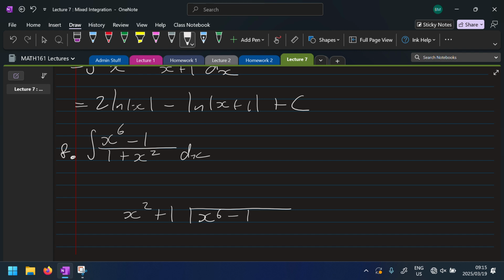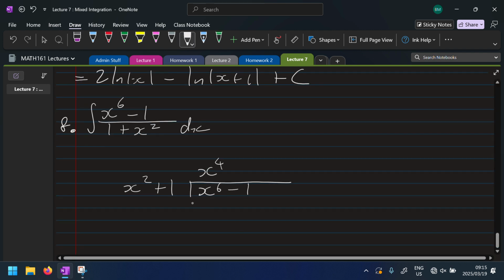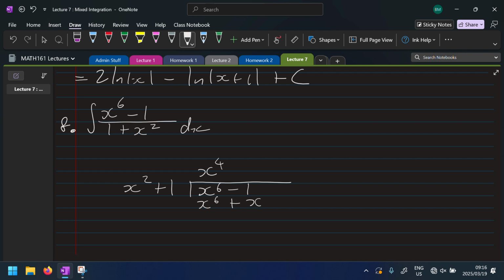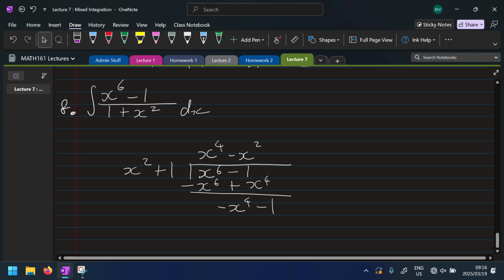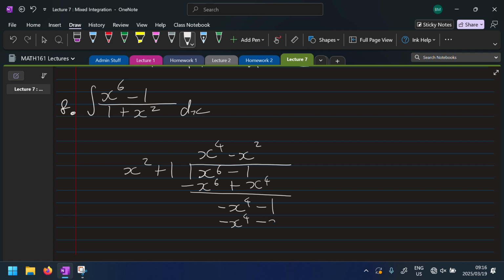x to the 6 over x squared, that will be x to the 4. Multiplying by x to the 4, we have x to the 6 plus x to the 4. Minus them, so the x to the 6 cancel, and we're left with minus x to the 4 minus 1. Minus x to the 4 divided by x squared is minus x squared. Multiplying, minus x squared times x squared is minus x to the 4, and minus x squared times 1 is minus x squared.